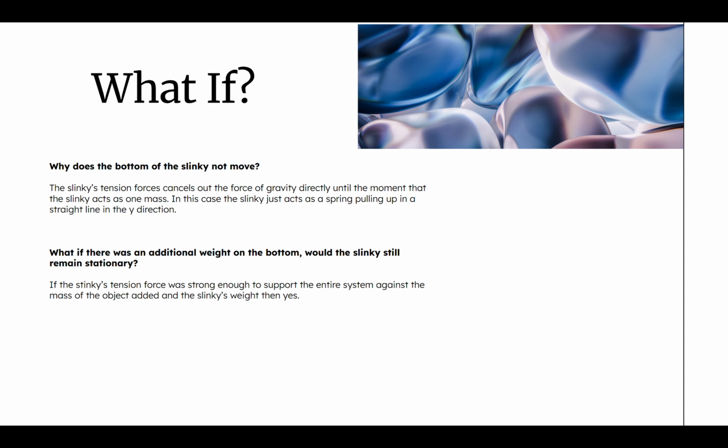What if there was an additional weight on the bottom? Would the slinky still remain stationary? The answer is yes, if the slinky was strong enough, if it had a strong enough tension force to support the entire system, the entire system being both the weight and the slinky. If the weight was too much, if the force of gravity was too much, then it would begin to pull the entire mass system down.